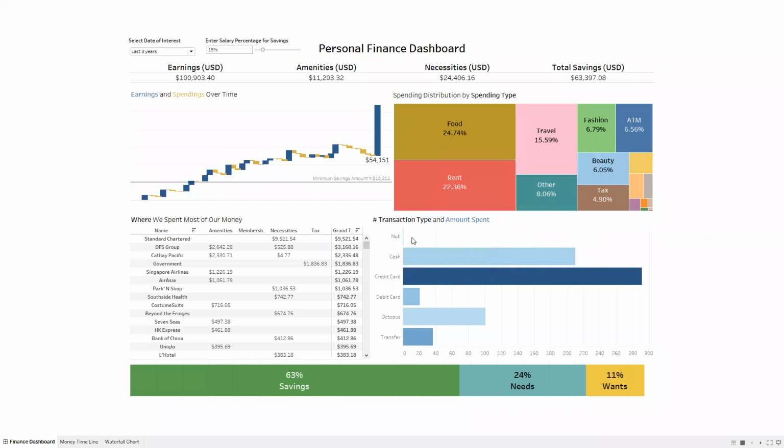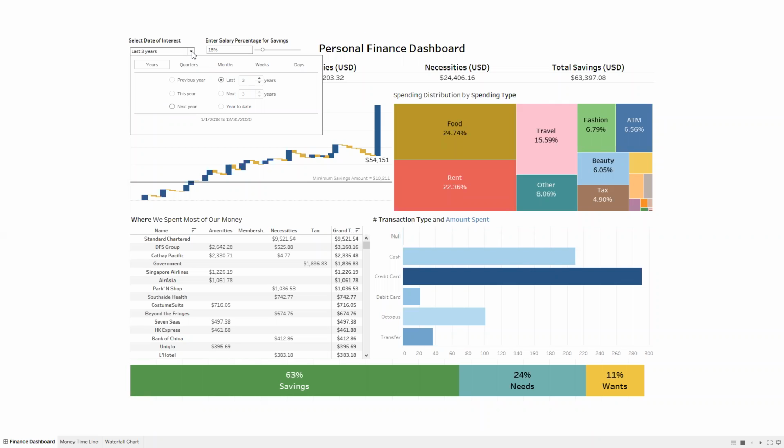And then the transaction type and amount spent. You can see here most transactions were carried out by credit card, followed by cash, followed by Octopus and transfer. Now this is a cumulative of 3 years.